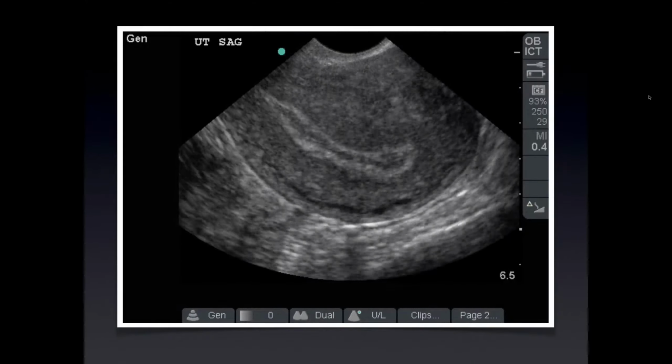So diagnosis, no IUP, and a retroverted uterus. Looking at the anatomy again here, it's the fundus of the uterus there, endometrial stripe here, cervix, and in coronal plane we have the uterus, the endometrium, and a cyst within the ovary.